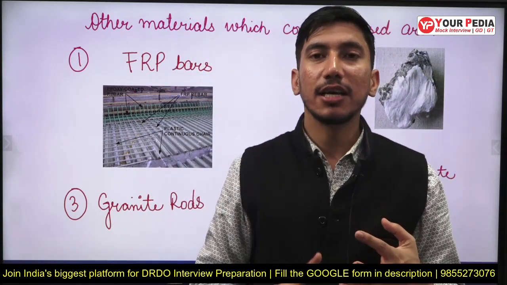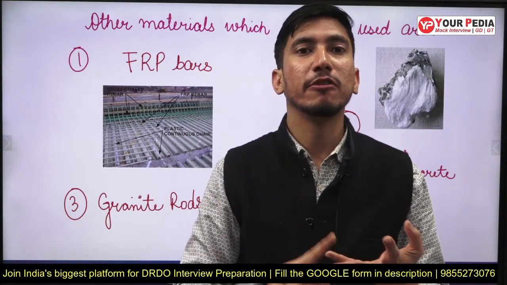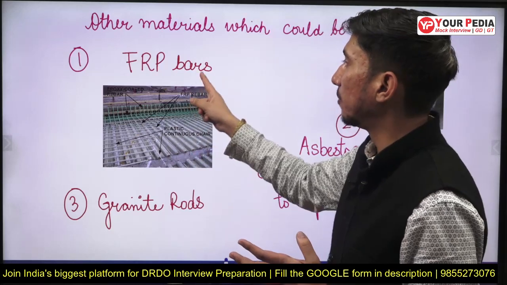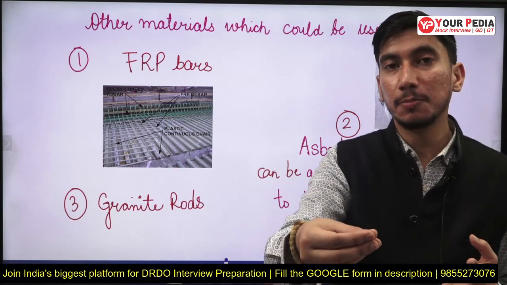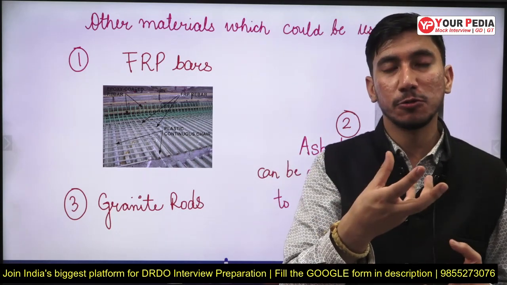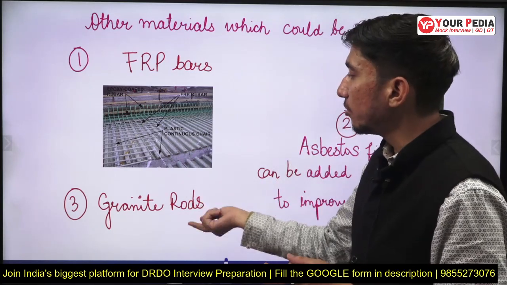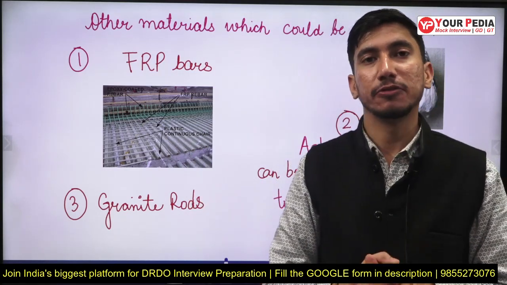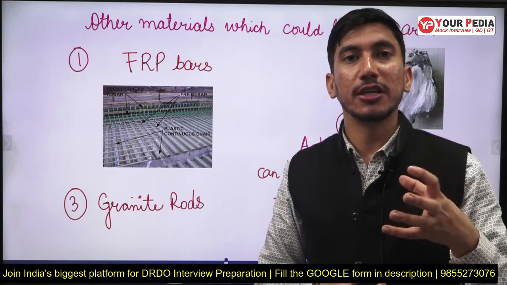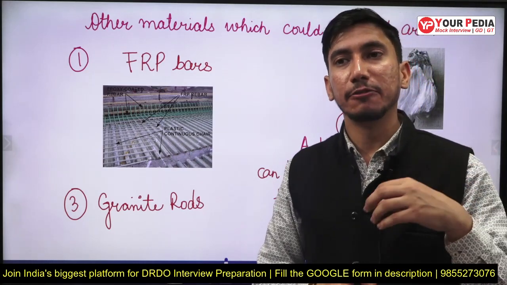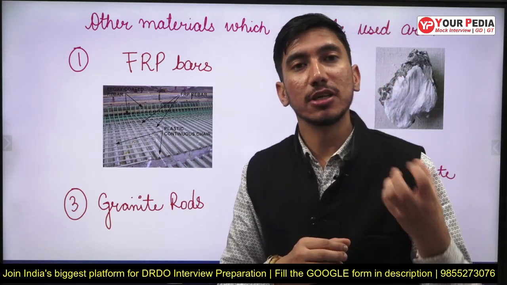Apart from that, nowadays we are significantly using the fiber reinforced plastic bars, these FRP bars. As you can see in this picture, these reinforcements are not made up of steel but are plastic bars, and normally we use glass fiber reinforced plastic bars also. We can also use granite rods instead of steel rods. Granite will also have a thermal coefficient very close to that of the concrete, and therefore the bond will be maintained. There will be no issue from that point of view. So this can easily be used.